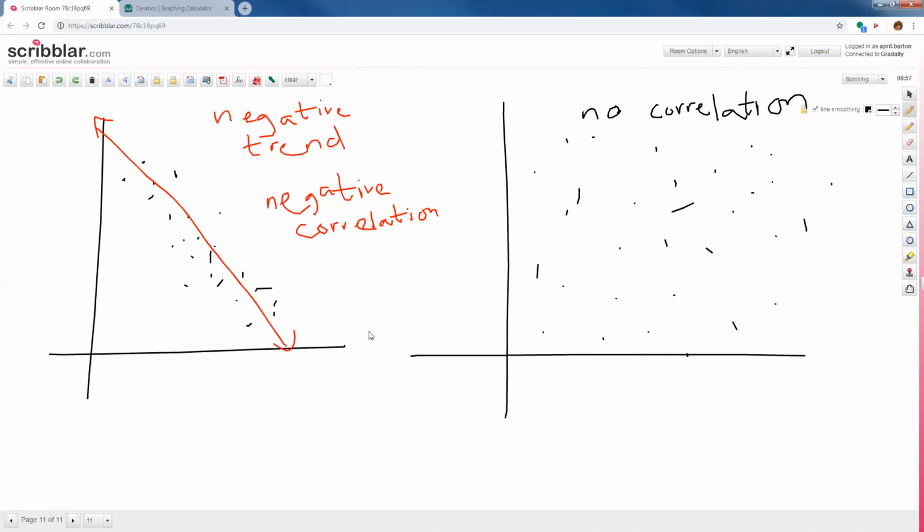So scatter plots, there could be a couple of types of questions about it, depending on what they're looking for.